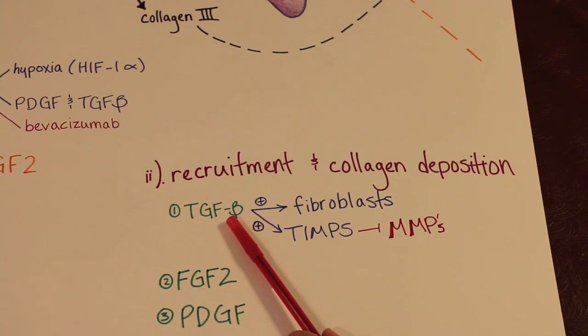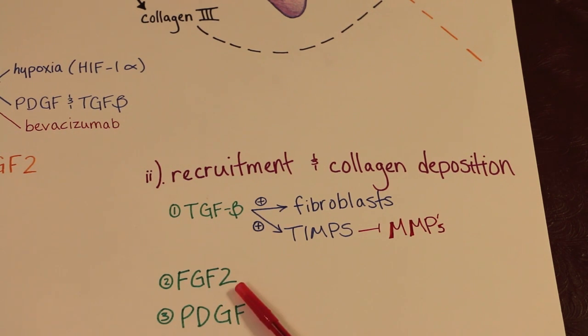TGF-beta plays a crucial role in scar formation and fibrotic change in things like the lungs, the liver, and kidneys in times of chronic inflammation. So overall it acts to increase the amount of collagen in fibrous tissue. Additionally, FGF2 and platelet-derived growth factor play a role in extracellular matrix deposition. Platelet-derived growth factor is made by endothelial cells, macrophages, and smooth muscle, resulting in the migration and proliferation of fibroblasts and smooth muscle cells. Neither FGF2 nor PDGF inhibit collagen degradation like TGF-beta.